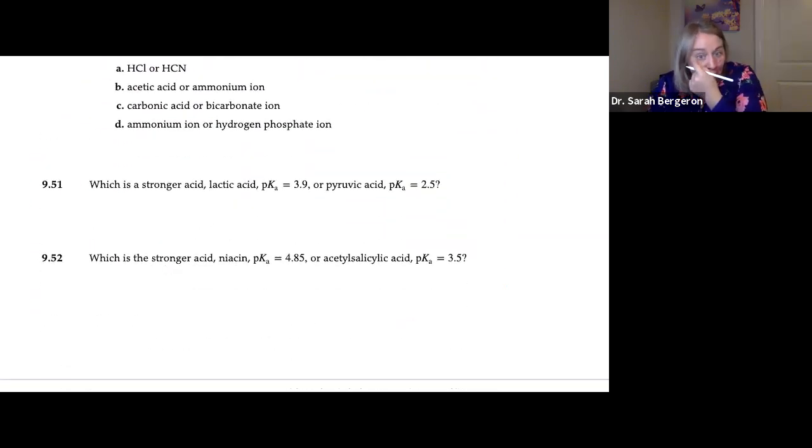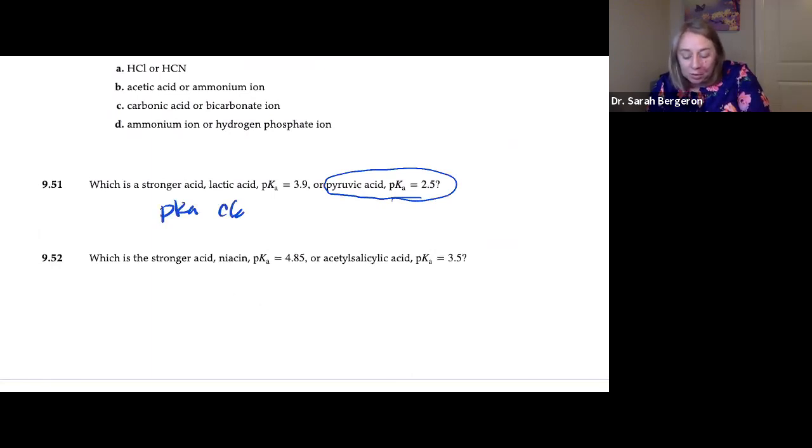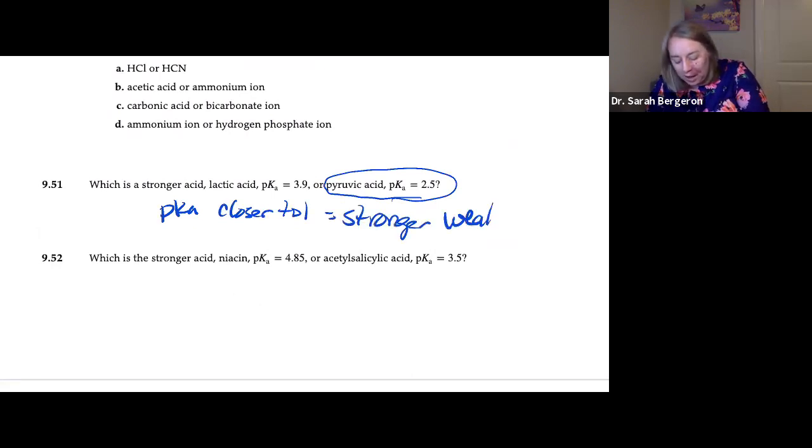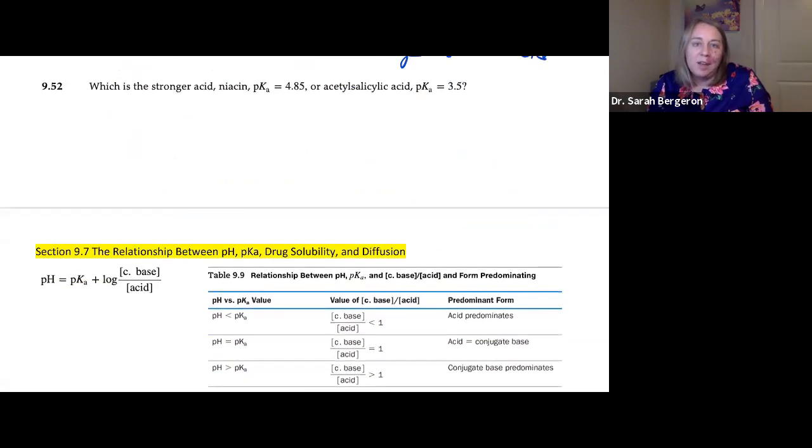All right, which is a stronger acid? Lactic acid, pKa of 3.9, or pyruvic acid, pKa of 2.5. Pyruvic acid, 2.5, right? So your pKa is closer to 1. That's your stronger weak acid, right? Okay, and that's it for that one.